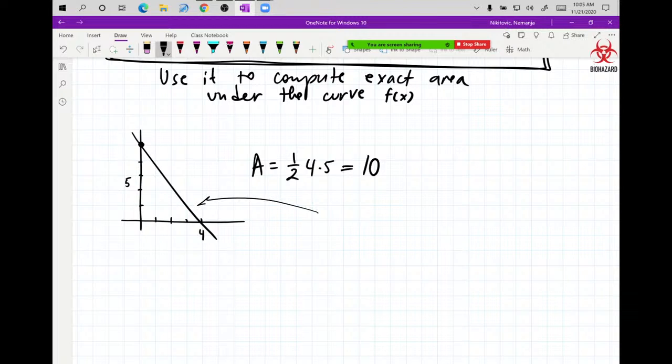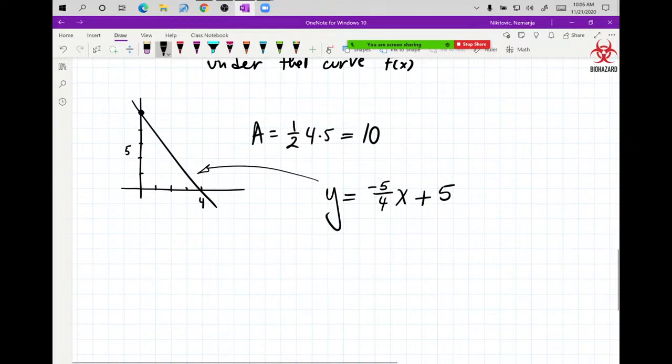See, this line here has the equation y equals, and the slope is negative 5 over 4 x plus 5 as the y-intercept. We just create a linear line there, right? The slope is 5 up and 4 over, but it's actually 5 down because the line drops. So negative 5 over 4x. Okay, I just got my function, right? My function is f of x is equal to negative 5/4 x plus 5.